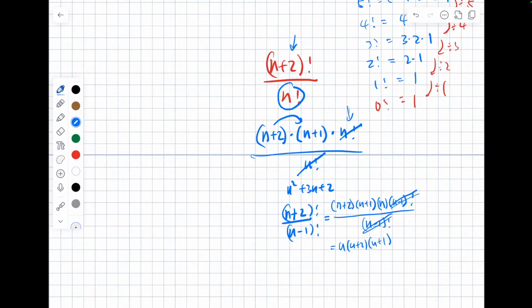Yes. Negative for like finite factorial. I don't know. You can invent that part of math because I didn't know.